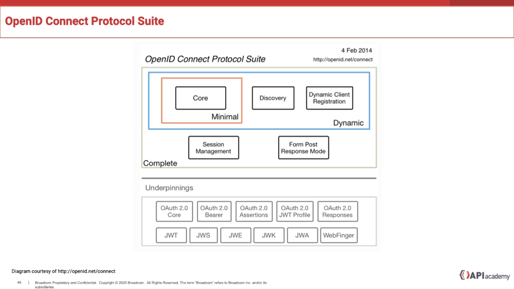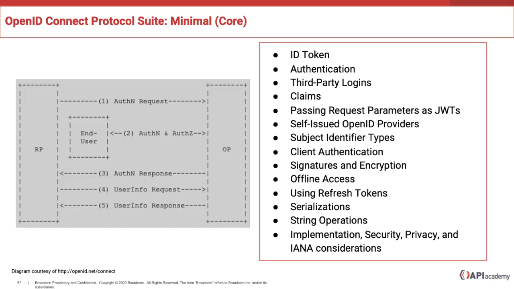This core specification provides a set of standard claims that can be requested by the client application to obtain information about the end user and the authentication event. The minimal level may be a bit deceiving by name. It contains all the core components of the OpenID Connect protocol, including ID token, authentication, third-party logins, claims, and several others as shown on this list.